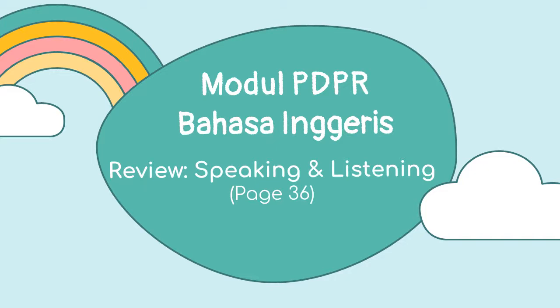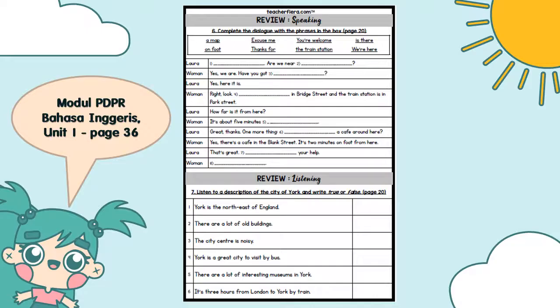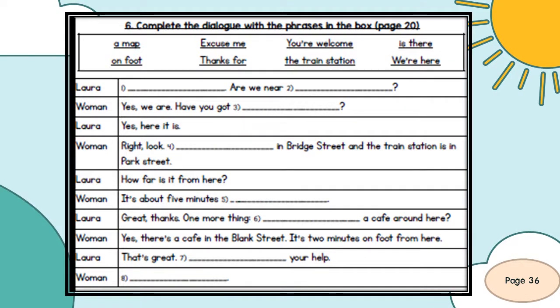Now, let's proceed to page 36. Review speaking and listening. This is your module Bahasa Inggeris, Unit 1, page 36. Question 6. Complete the dialogue with the phrases in the box. The phrases given are a map, on foot, excuse me, thanks for, you're welcome, the train station, is there, we're here. Now, let's complete the dialogue together.